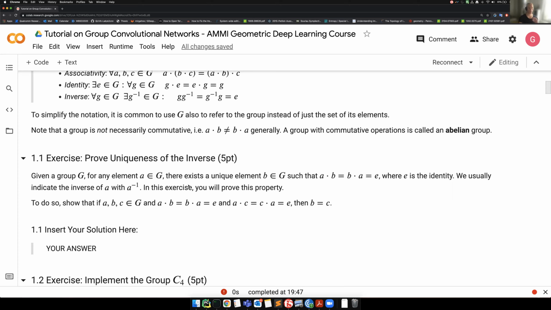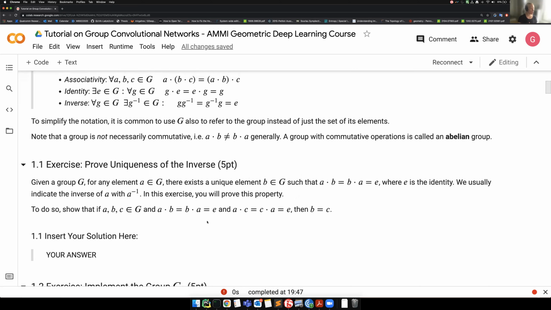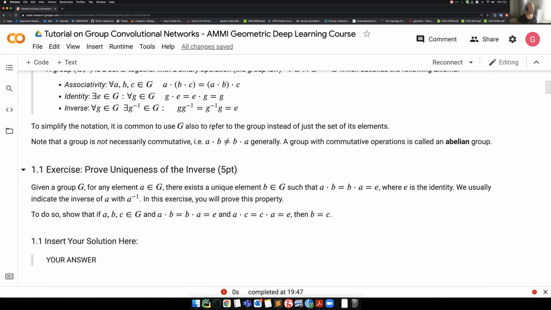So what you need to do in this exercise is prove that, suppose there's a group element A and group elements B and C. You want to prove that if B is an inverse of A, so A times B is equal to identity, but also C is an inverse of A, so A times C is equal to the identity, then it must be that B is equal to C. So indeed, the inverse of A is unique. You can prove this by using this property here and the properties here. You just have to combine them, and you can show that indeed B is equal to C.